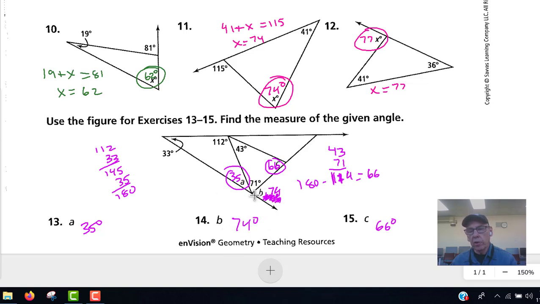So I tried exterior angle, but the pattern wasn't there for exterior angle. Exterior angle using B would actually be this one along with this one. That would be the exterior angle using B with this big triangle here. So that's why we can't do that.